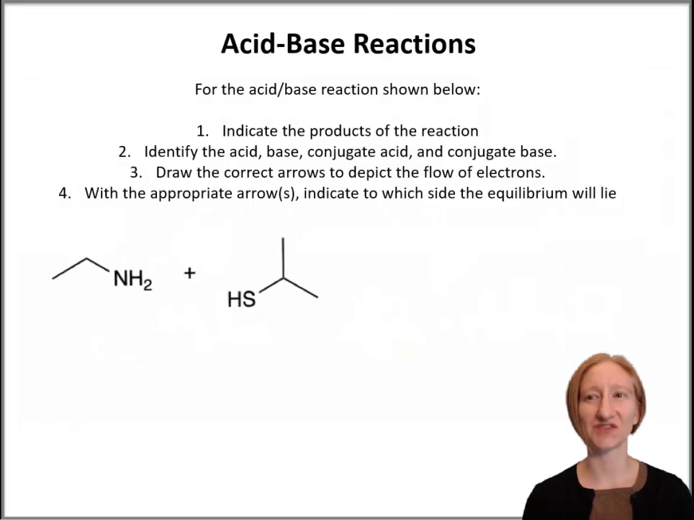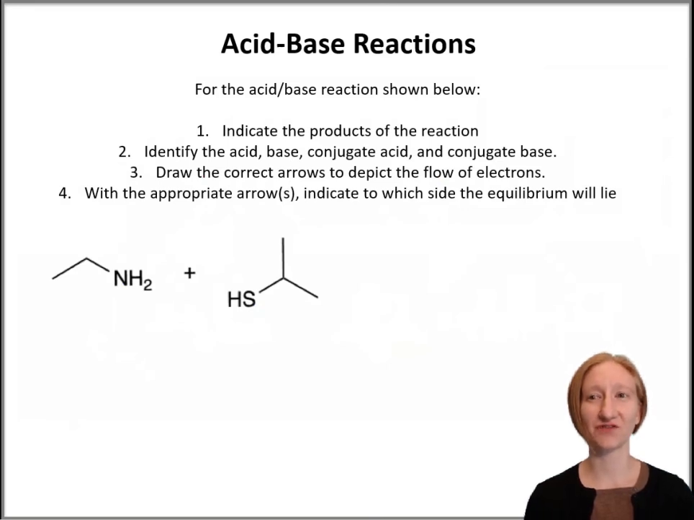We'll end this lecture series with the question we posed at the beginning: to determine the products of the acid-base reaction, to identify the acid, the base, the conjugate acid, and the conjugate base, and to depict the flow of electrons and the direction of the equilibrium using the appropriate arrow formalisms.